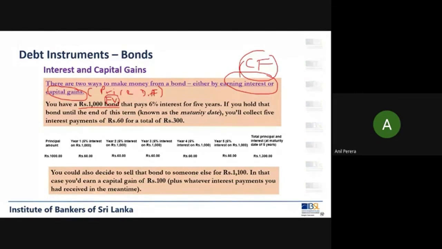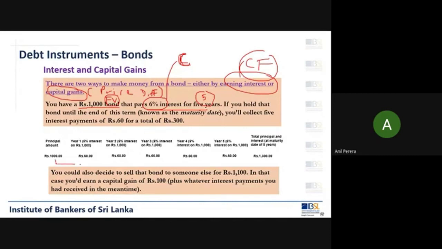Okay. It pays 6% for 5 years. This 6% is the coupon interest rate, not the cost, right? If you have this bond, you get 6% for 5 years. 5 years is what? The maturity. If you hold that bond until the end of this term, known as the maturity date, how much will you collect?